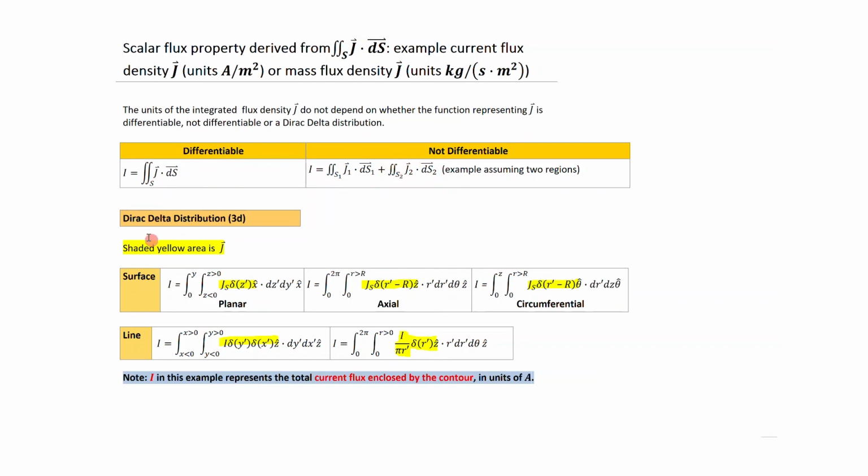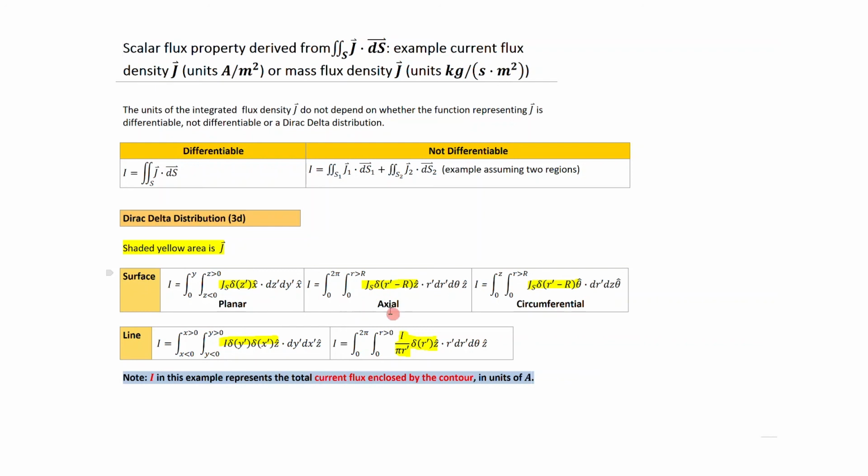If we're dealing with a Dirac distribution for a 3D object, then we have two options. We could have a surface current. We can also have a filament current, or a line current. If we're dealing with a planar type of object, and it happens to be in the x-hat direction, the current flux density, then this is the integration that would have to be performed. You'll notice here we have z just slightly greater than 0 and z just slightly less than 0. Why is that? Because that way we can capture the delta function.